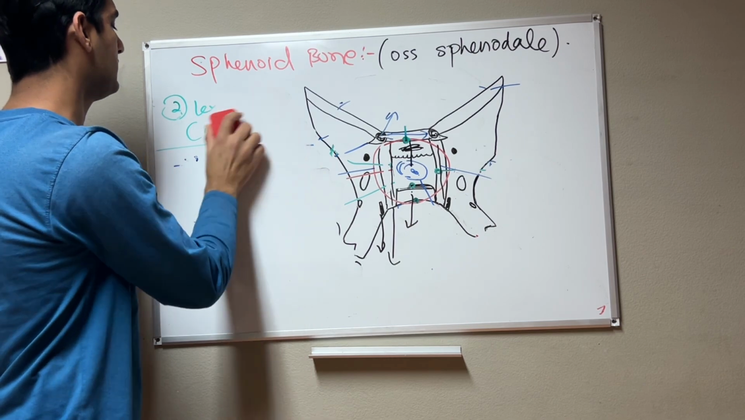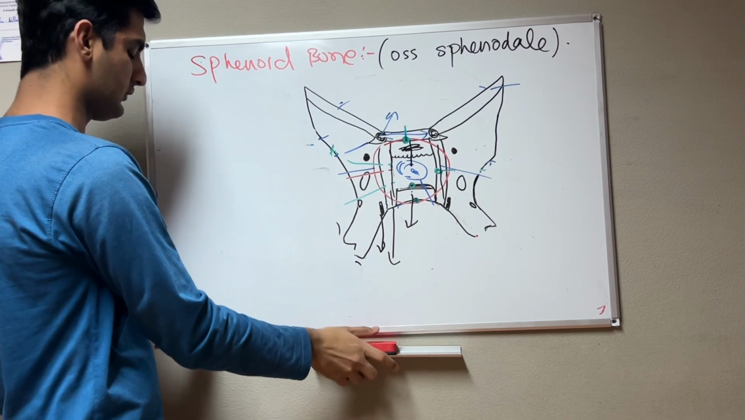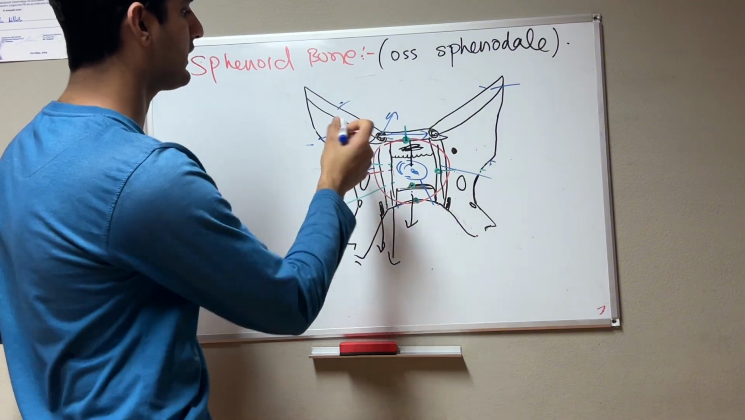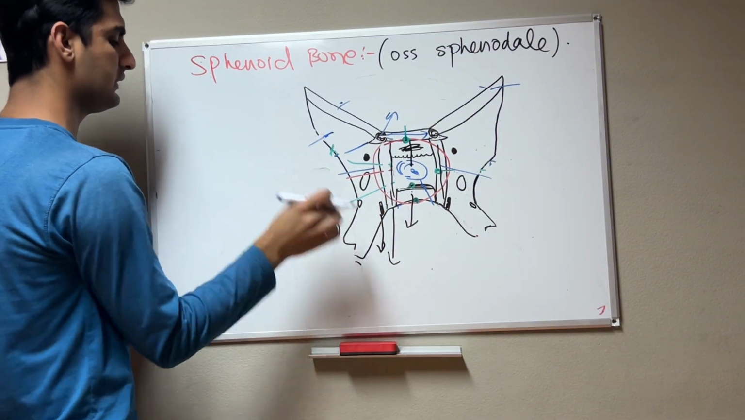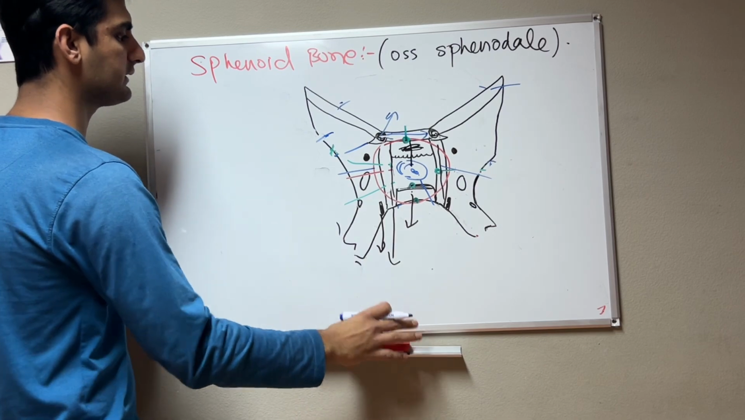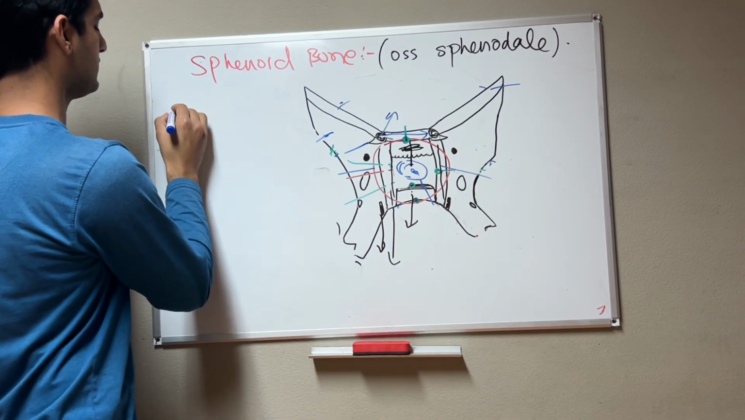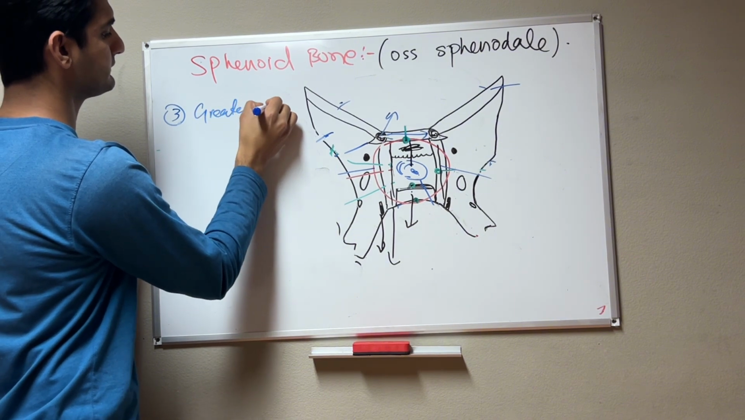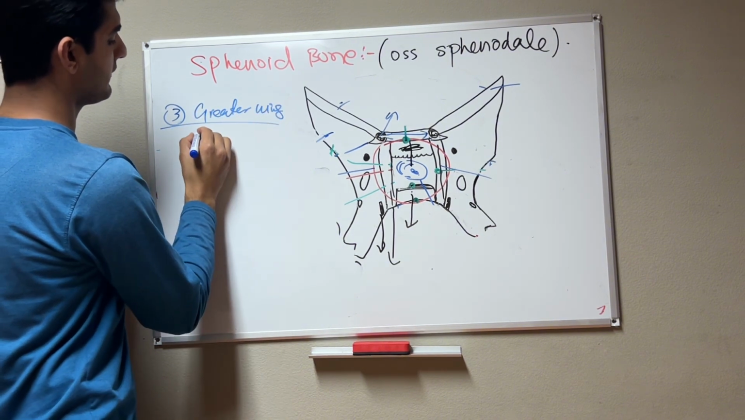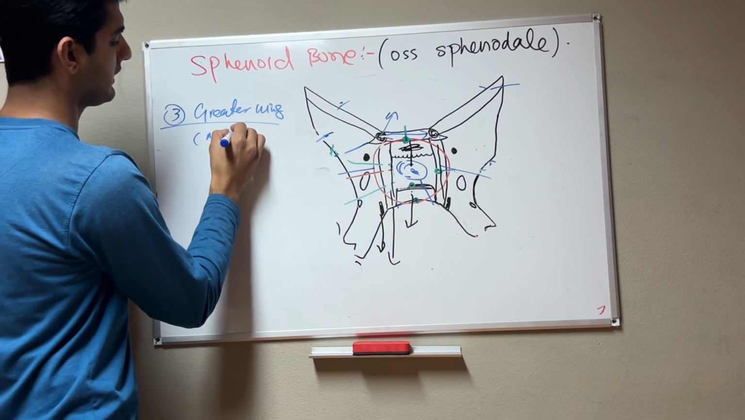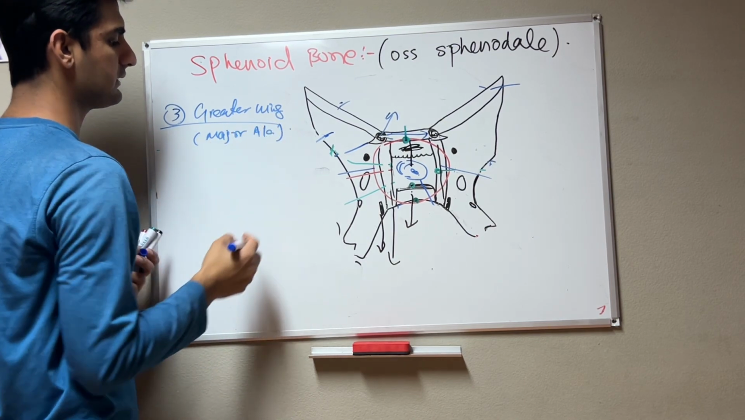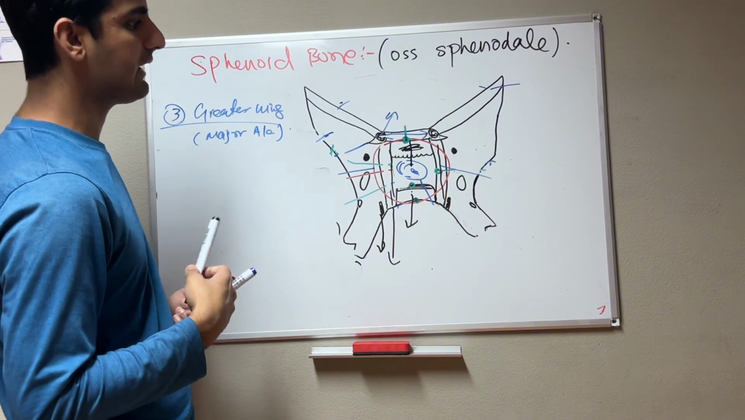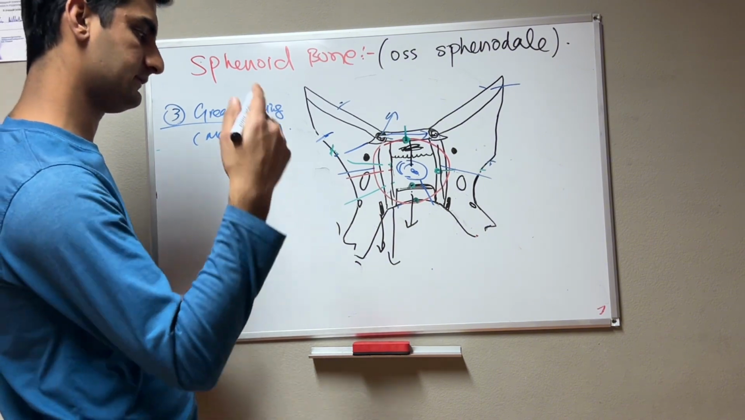Okay, now the third part of the sphenoid bone. The third part is the greater wing. We already showed at the start of the video where the greater wing is. Greater wing, or ala major in Latin; you can say wing. Okay, now we will find the formations simply.